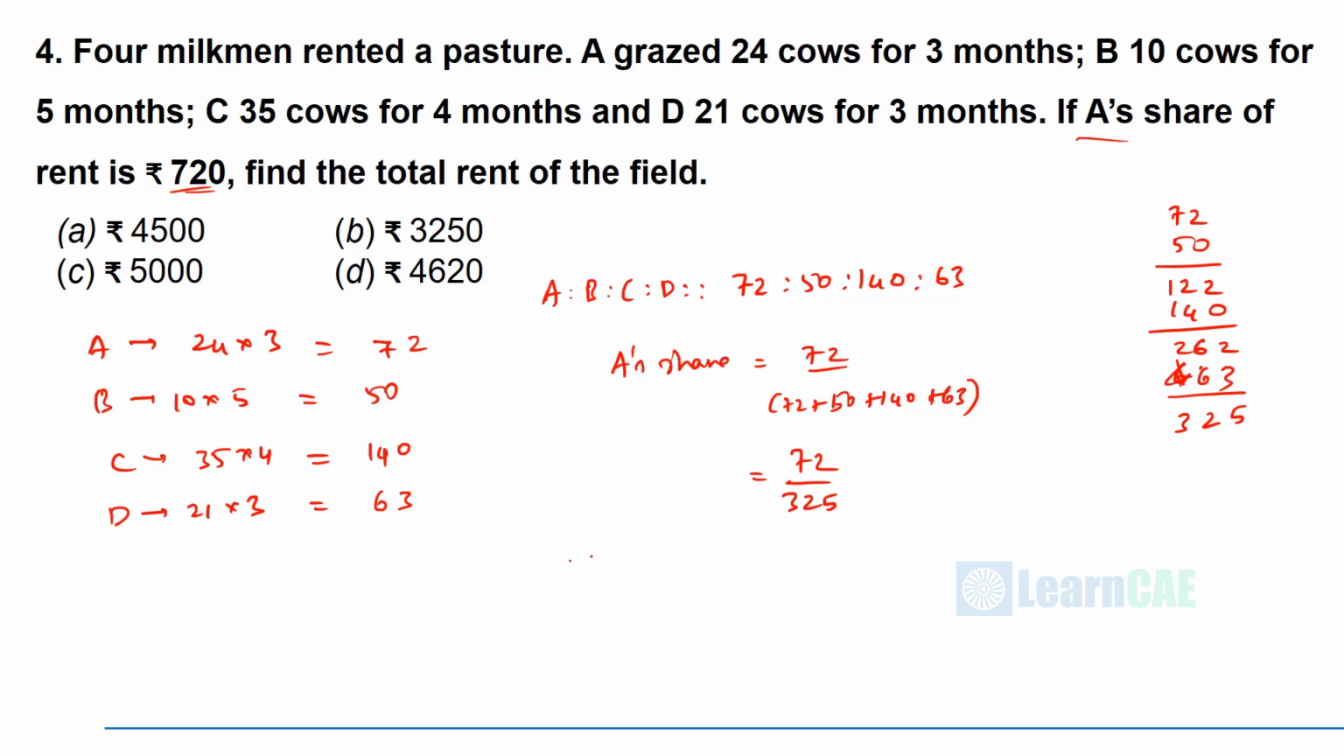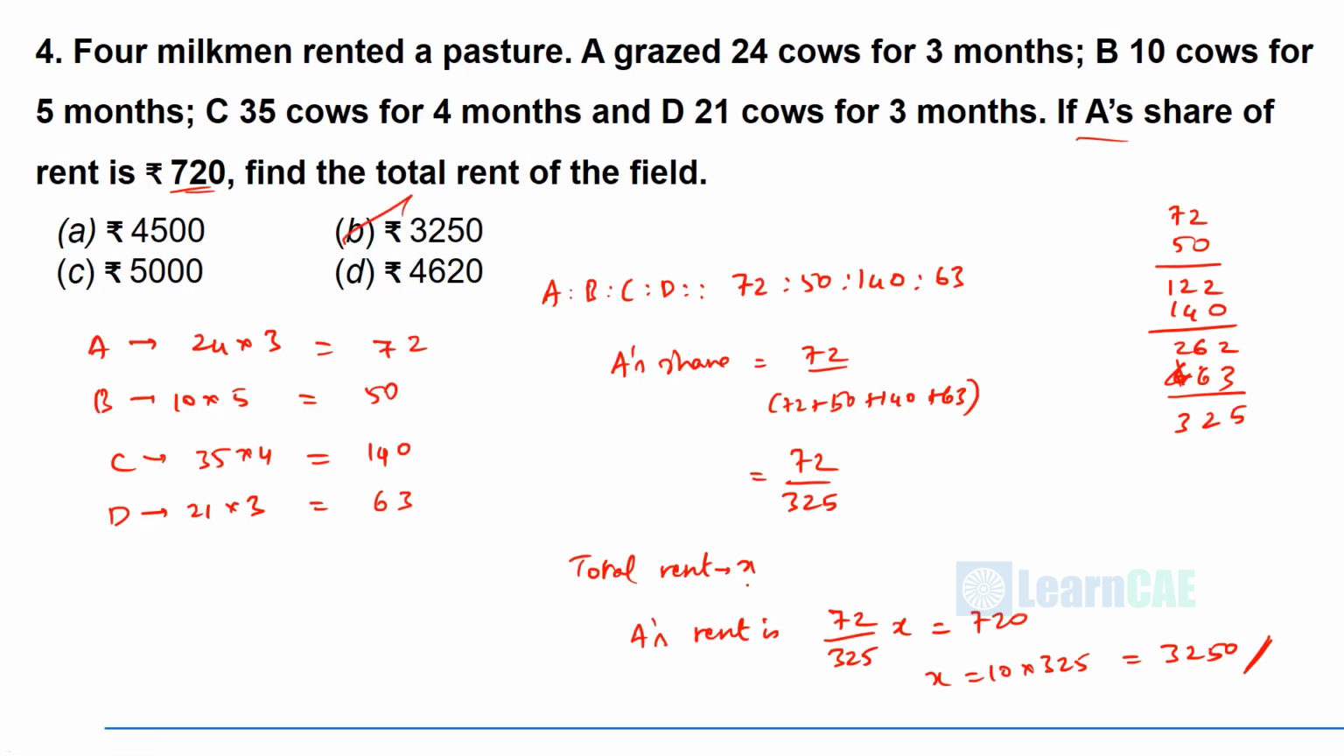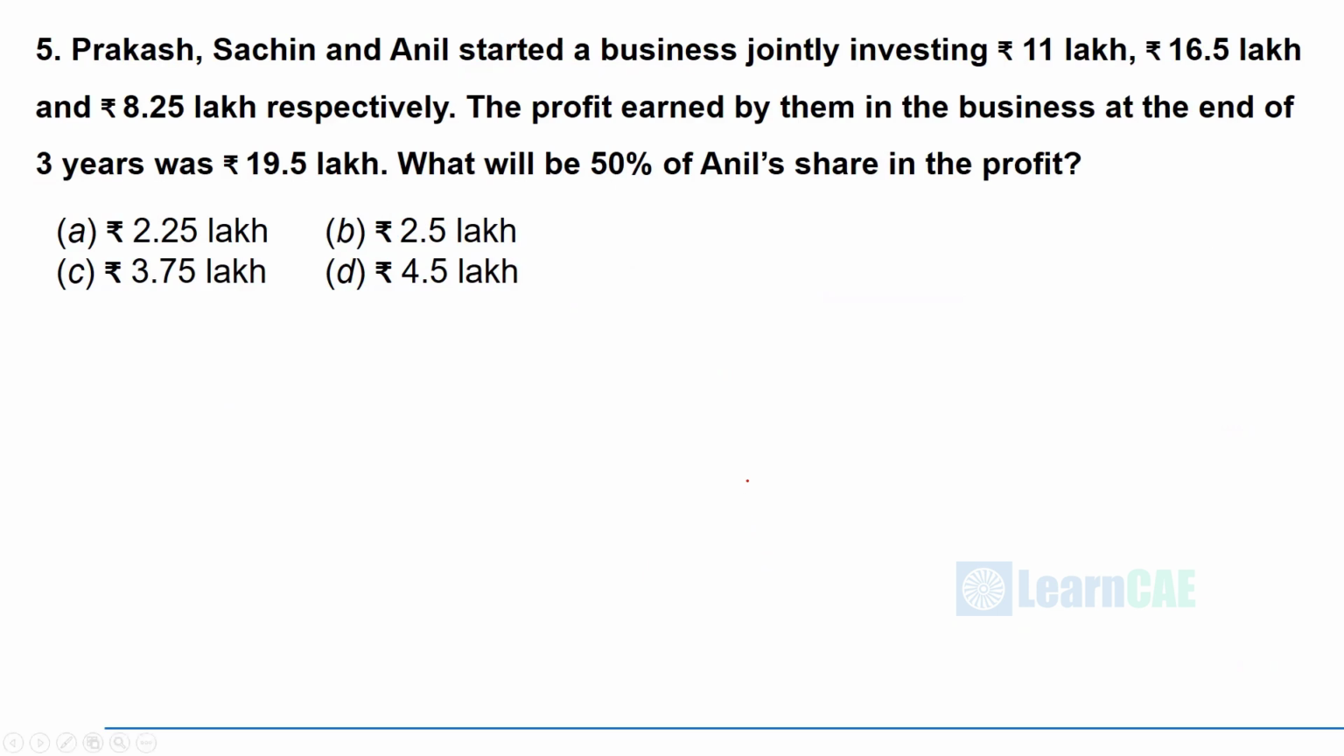Okay. So let the total rent be X. A's rent is 72 by 325 X, which is equal to 720. So it means X is equal to 10 into 325, which is equal to 3250. The answer is B, 3250. So the X value is 3250, which is equal to the total rent. Answer is B. Next question.